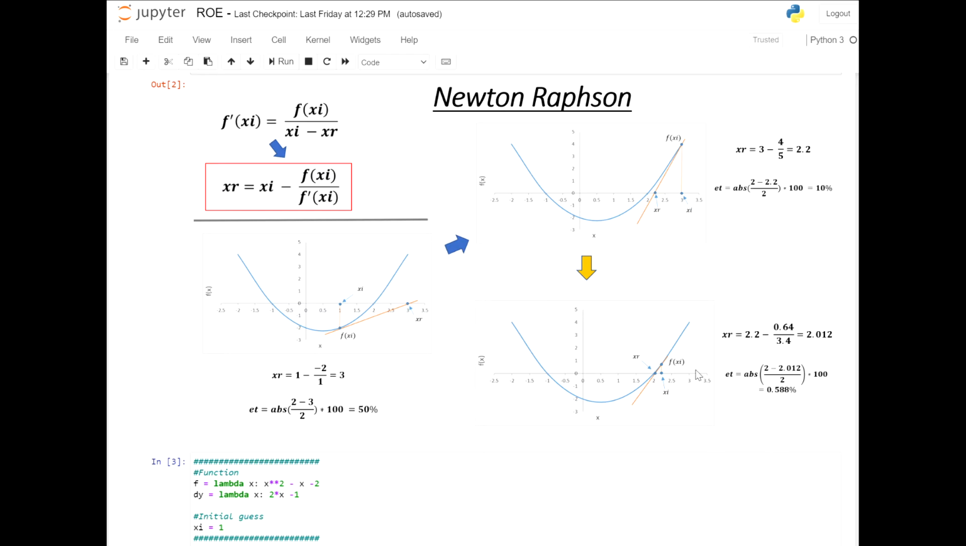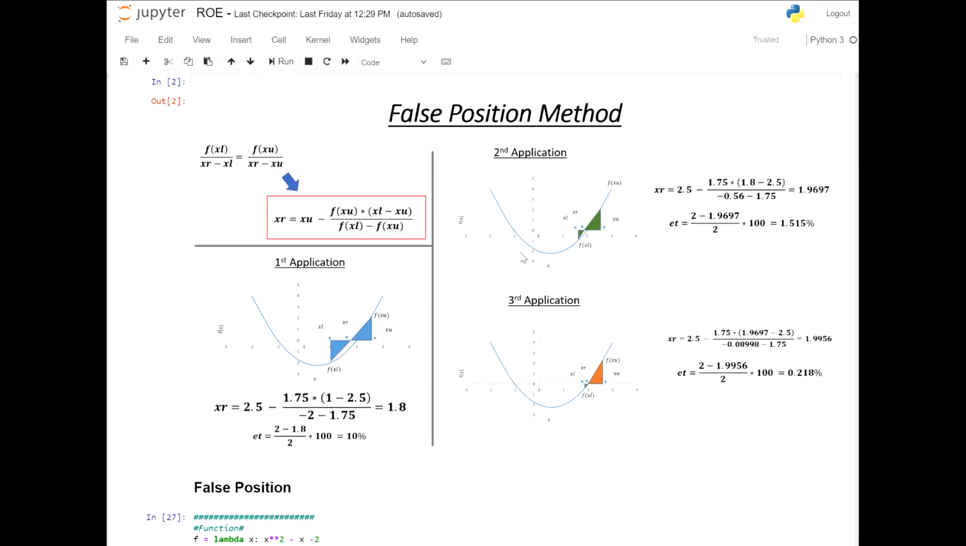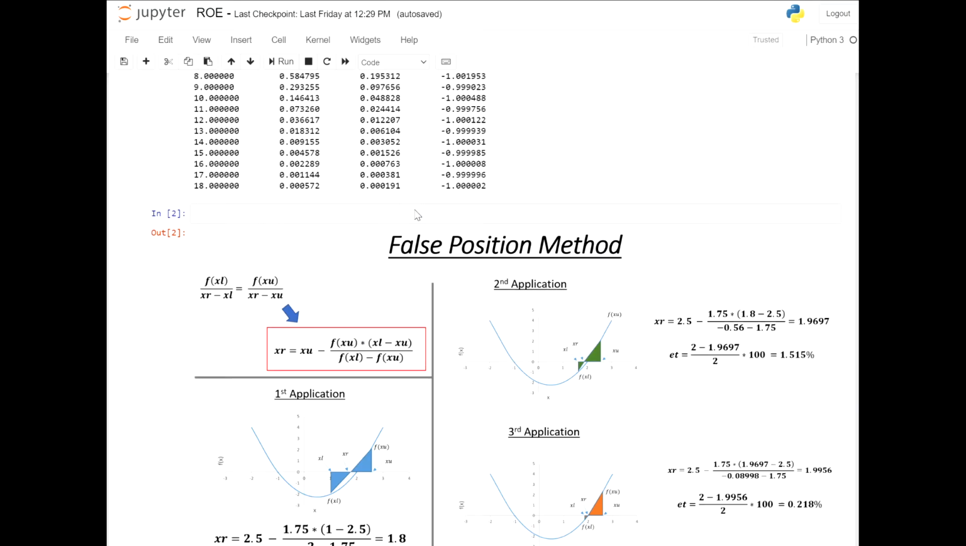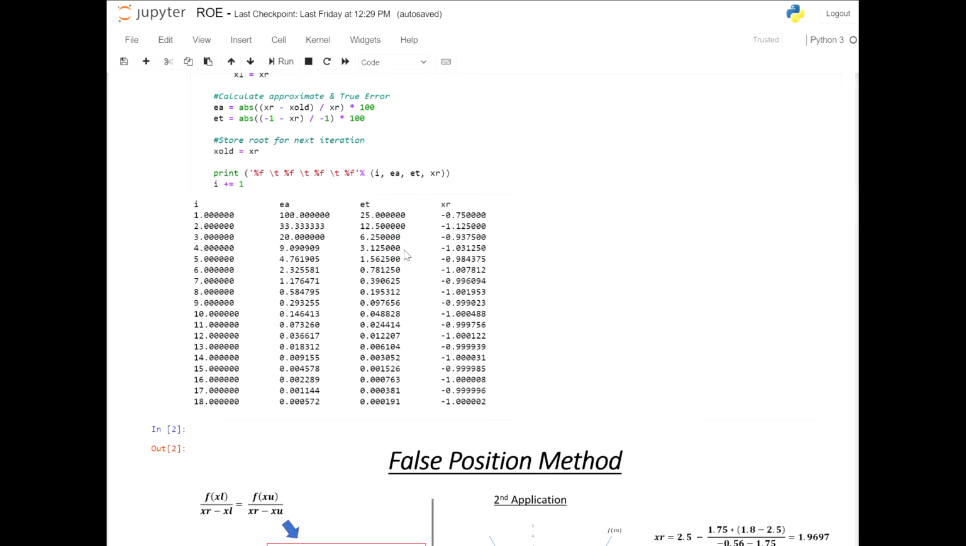Now, the code for the Newton-Raphson is very, very simple. The first thing that I want you to see is that xr is now defined in terms of one guess, and the function value and the derivative. But when it comes to the false position, you can see that it was the upper and lower limit and only the function. We were not dealing with the derivative. And also for the bisection, it was just merely the upper and lower limit.